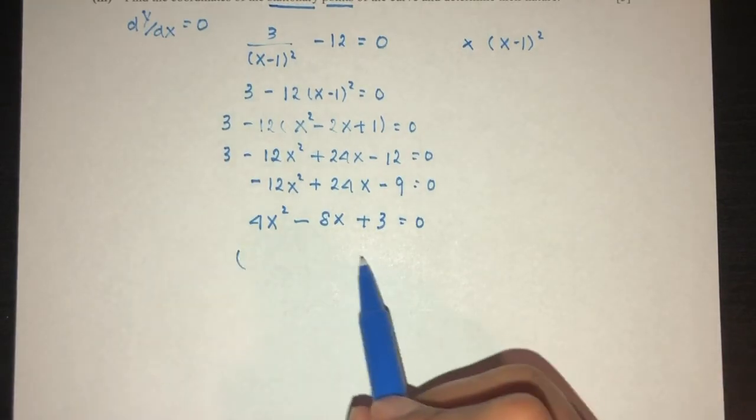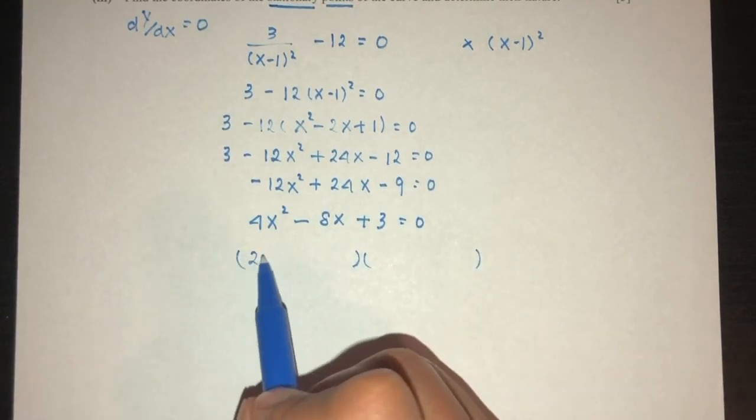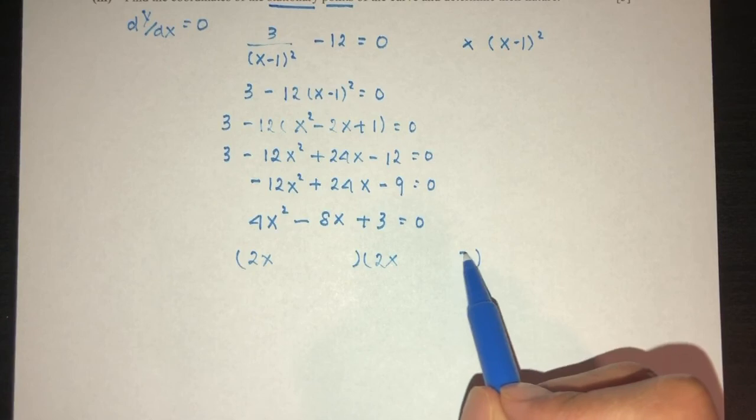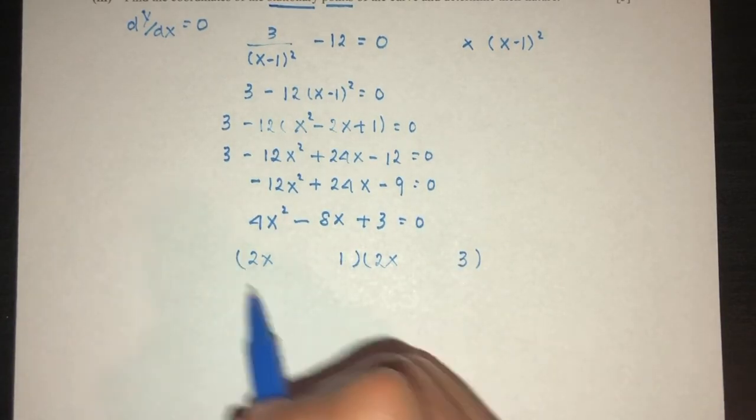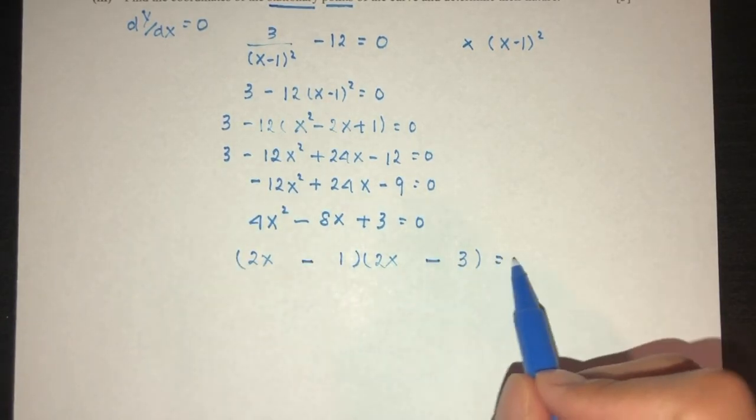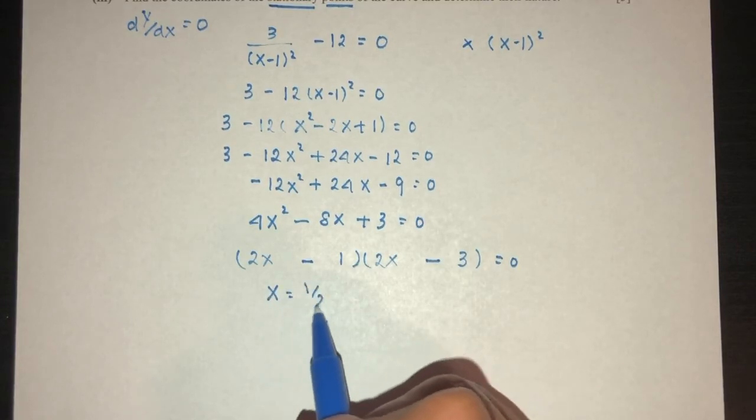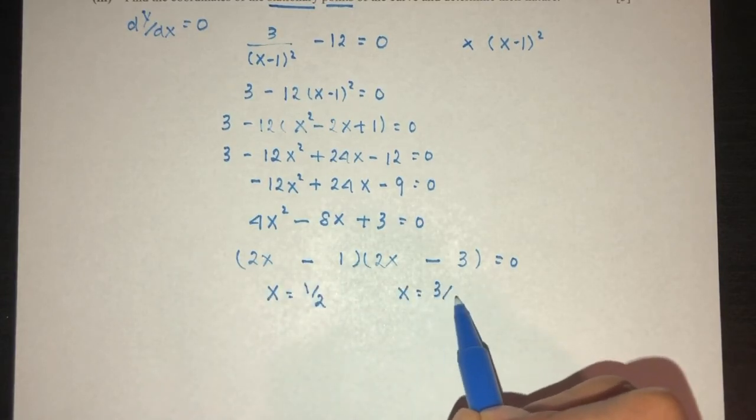Now we have to factorize. This will be 2x times 2x. 3 is 3 times 1. To become minus 8, it has to be minus 6 minus 2. x will be 1 over 2 and x will be 3 over 2.